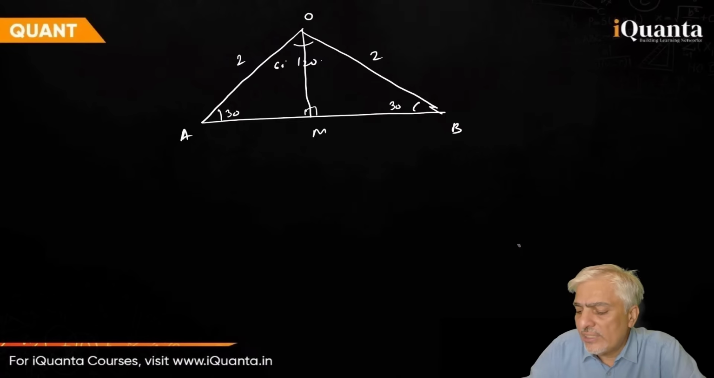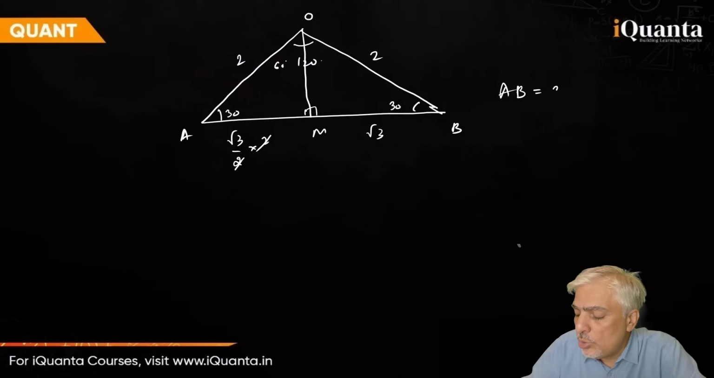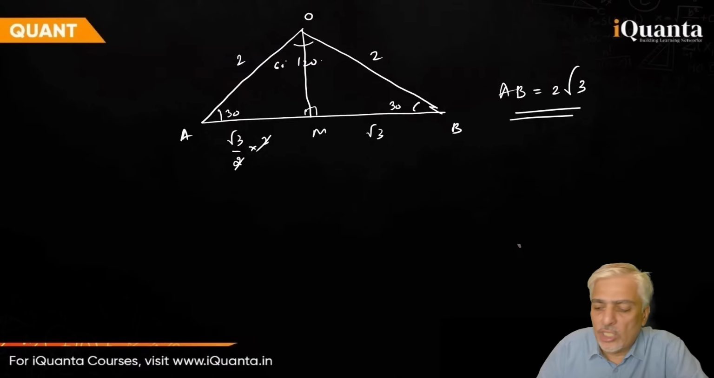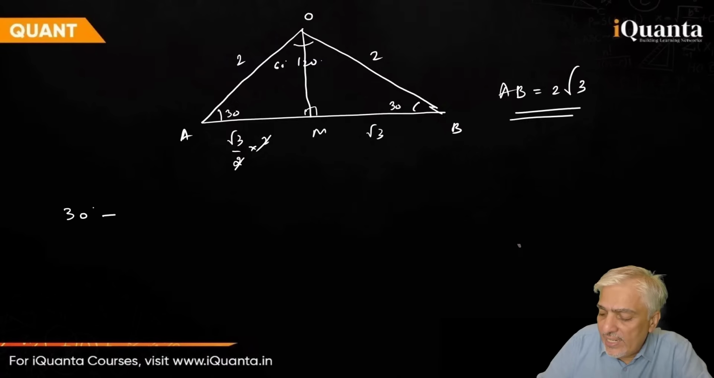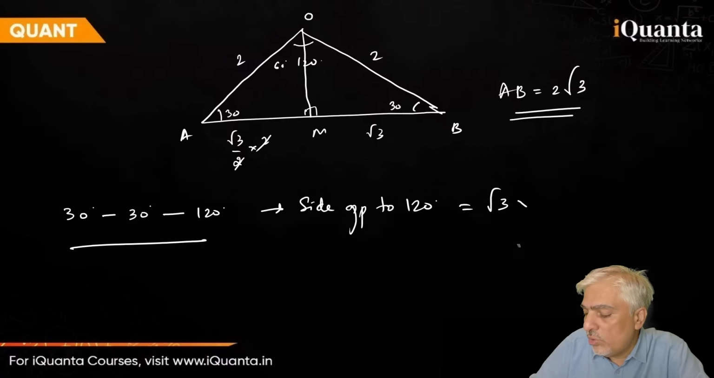Side opposite to 60, root 3 upon 2 into 2. So this was root 3. This will also be root 3. So my AB length becomes 2 root 3. If you want, you can learn by heart for a 30, 30, 120 triangle: side opposite to 120 degrees is root 3 times the side opposite to 30 degrees.